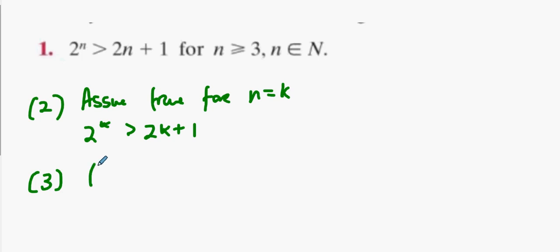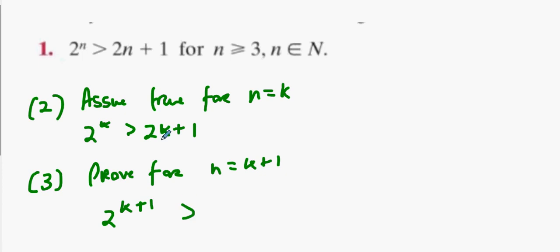Now we're going to prove for n equals k plus 1. So we have 2 times 2 to the k greater than, now replace that k with k plus 1. What's that, 2k plus 3, lads? Who got that far? Everybody, alright?